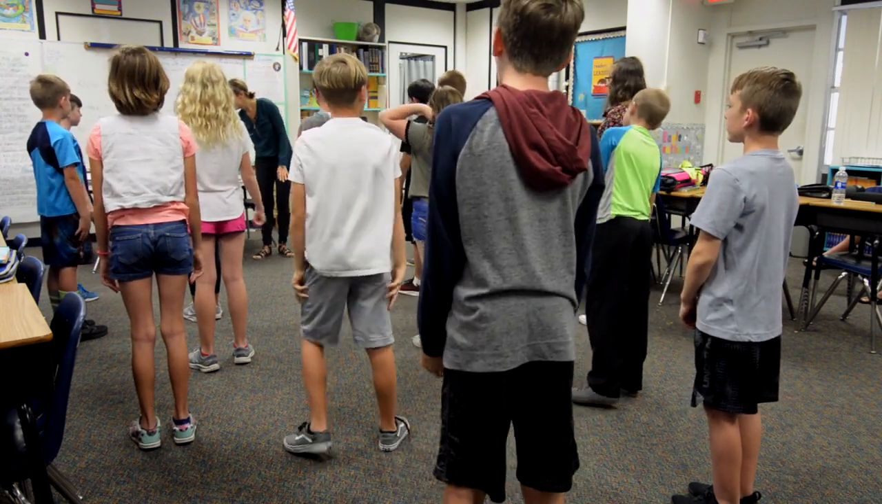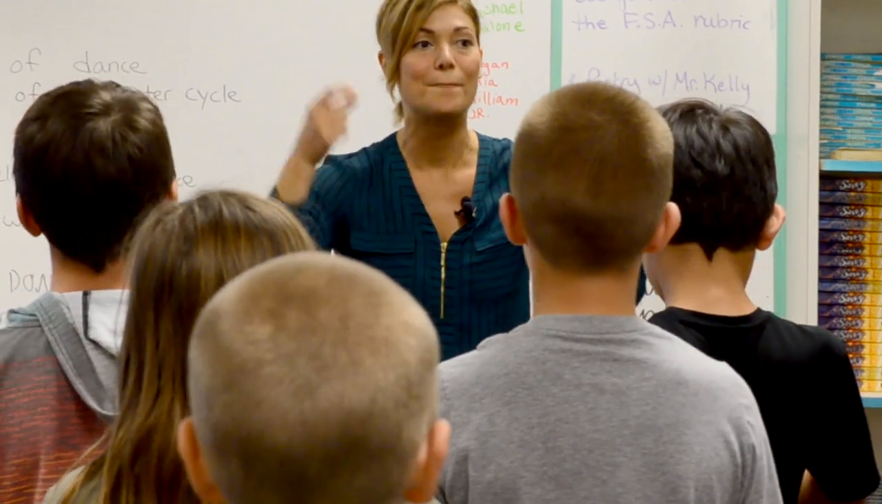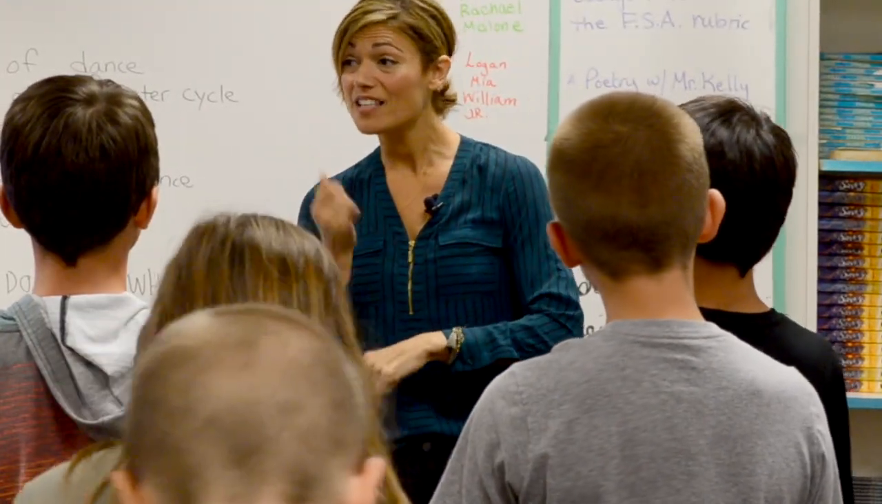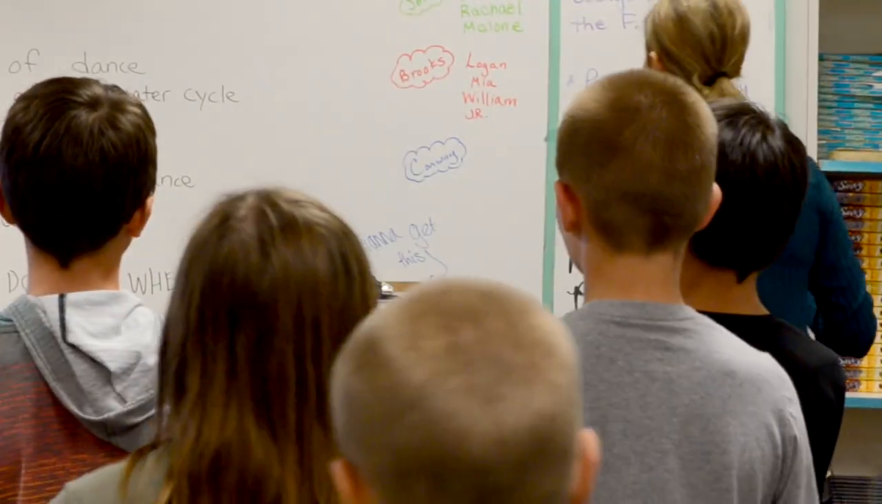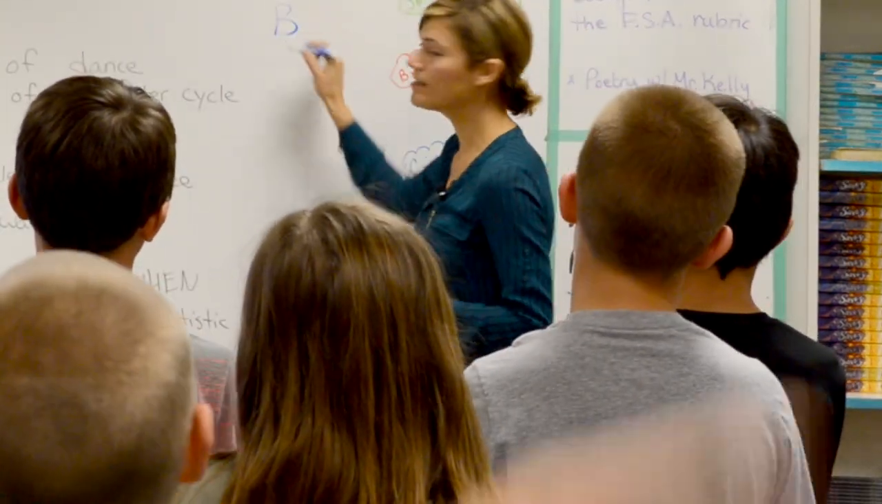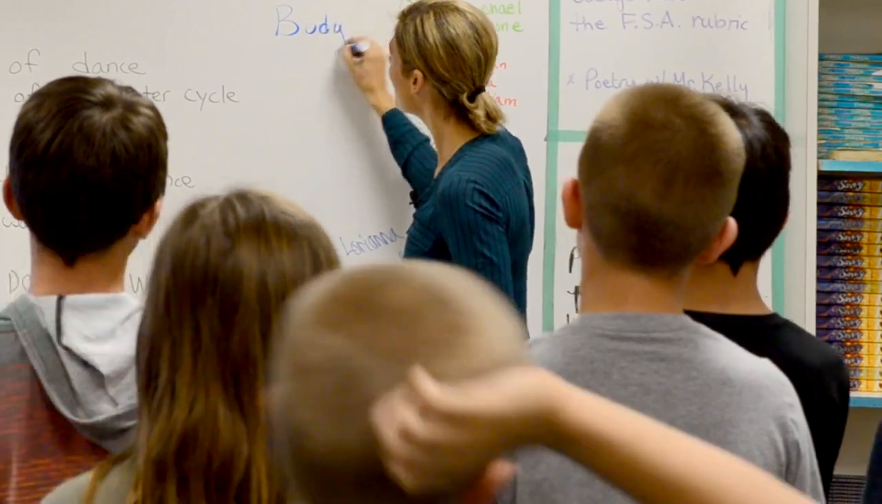So good. So what we just did with the brain dance is we explored all the different ways that our bodies can move, right? So we created curvy lines, we created straight lines, didn't we? So the very first element of dance that we focus on, it begins with a B, and it's our bodies. It's our bodies, excellent. So body is number one.